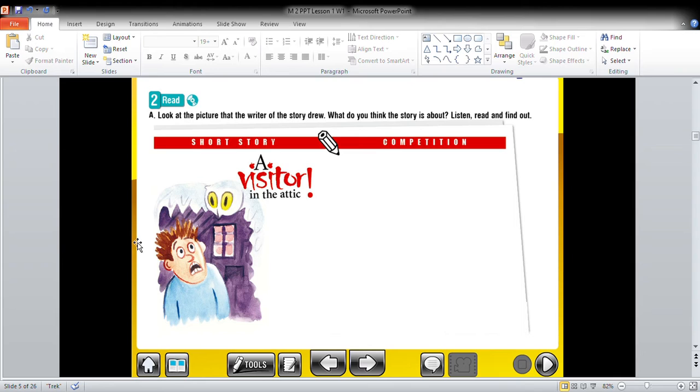Next, look, we have a picture here. Okay, it's a picture of a short story. What do you think this story is all about? So look at the picture that the writer of the story drew. What do you think the story is about? Listen, read, and find out. So I'm going to read the story, listen, and you are going to answer the questions that will follow in this story. All right? So here it is.